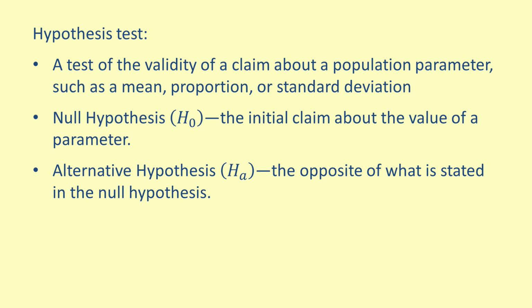The decision of hypothesis tests is to either reject or fail to reject the null hypothesis. The alternative hypothesis, denoted H sub A, is the opposite of what is stated in the null hypothesis. The alternative hypothesis contains all possible values of the parameter not included in the null hypothesis.